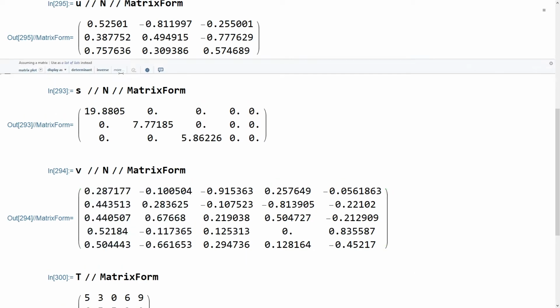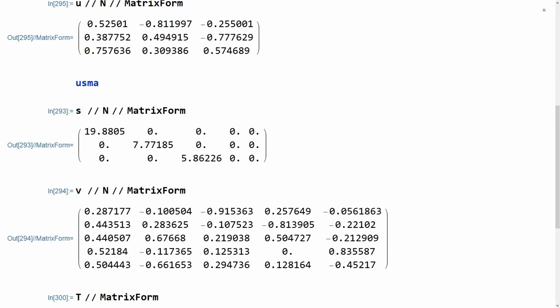So here's how we do that. Let's define something called U small. U small is going to be equal to U, and we'll take the N of U so that we're not dealing with these crazy computational formulas that come from the integers. And then we're going to select certain parts of it. We want all the rows, but we only want columns 1 and 2.